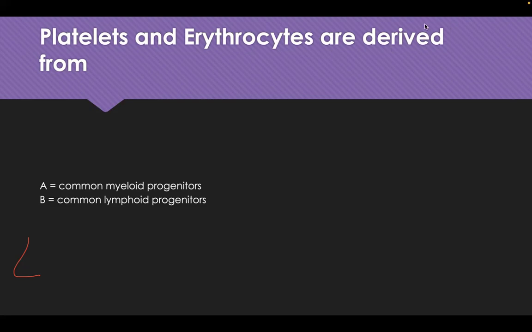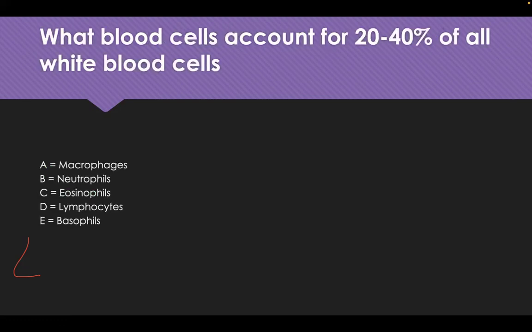Okay, let's see if I can see it in the chat. So the answer to the first one is myeloid. Now, when you go back through the slides, that's just the answer has come there from the very first diagram, which is a nice, easy one. Okay, so what blood cells account for 20 to 40% of all white blood cells?